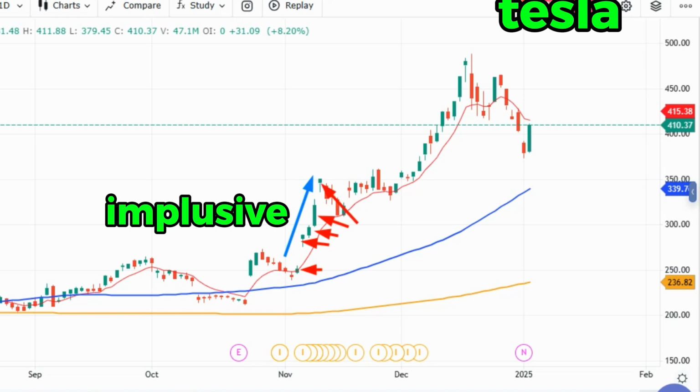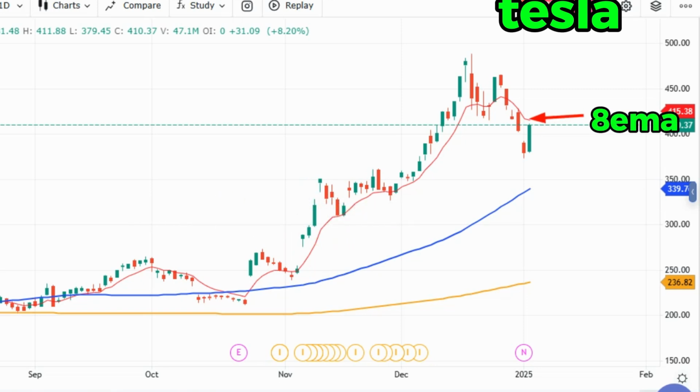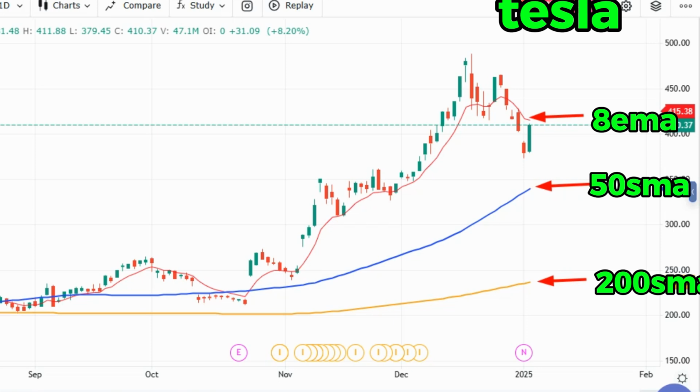The next step is to determine the direction of the trend, and we shall do this using 3 moving averages: the 8 exponential moving average, the 50 simple moving average, and the 200 simple moving average. As you can observe, the 8 EMA is above the 50 and the 50 is above the 200 simple moving average. This means we are in an uptrend. The next step is to determine a pullback. Remember, the pullback could be to the 8 exponential moving average or the 50 simple moving average. In this scenario, we had the pullback to the 8 exponential moving average, as you can see right here.